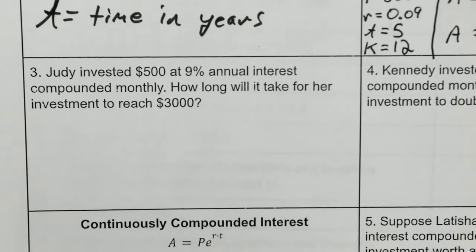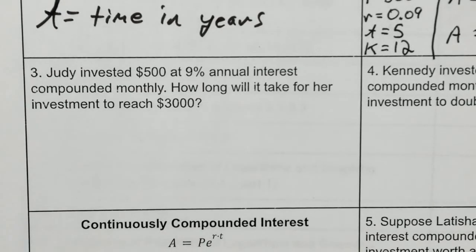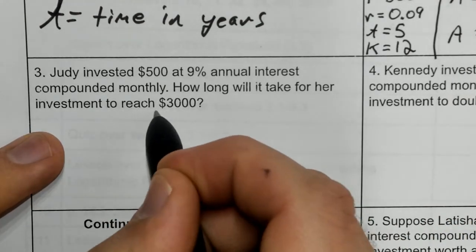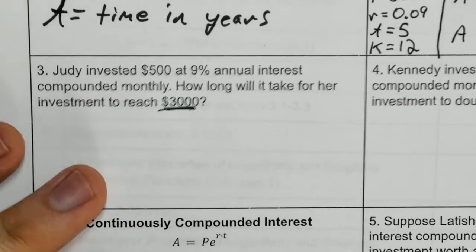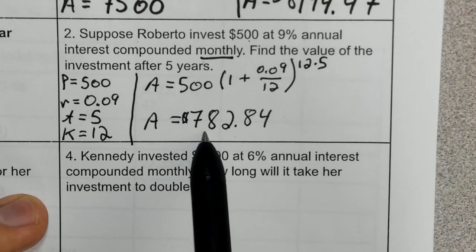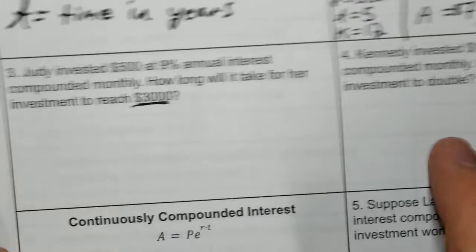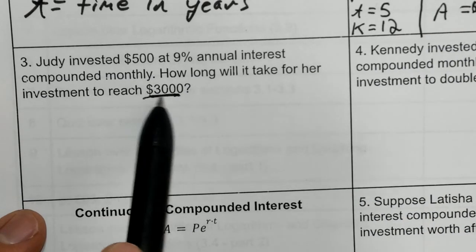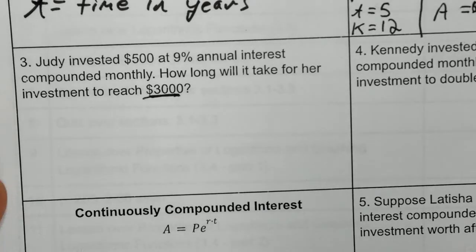Judy invested $500 at 9% annual interest, compounded monthly. Same idea, right? Same setup. But now in this one, we want to know how long it will take her to get her investment to $3,000. So after 5 years, she'd turned her investment into $782.84. How long would it take her to get to $3,000? In other words, times her money by 6, looks like.